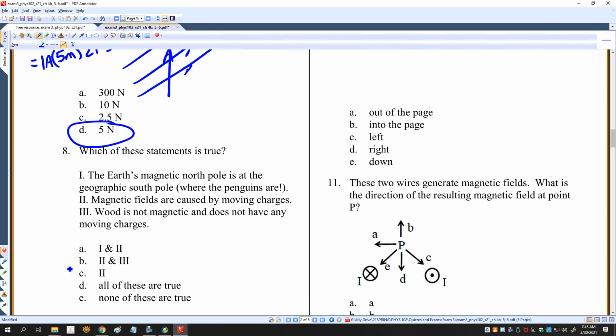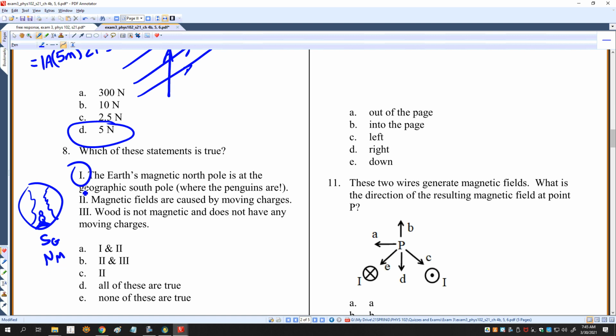Which of these statements is true? The Earth's magnetic north pole is at the geographic south pole. That's where the penguins are. Yes, that's true. They're at the south pole. So if you look at the Earth, North America, South America, Europe, Africa, this is Antarctica. That's where the little penguins are. This is the southern geographic pole, but it is the northern magnetic pole.